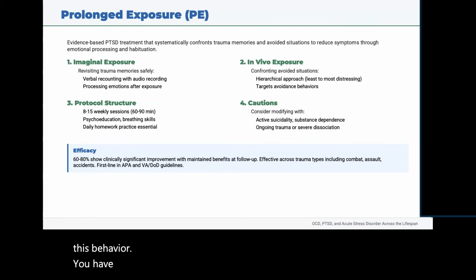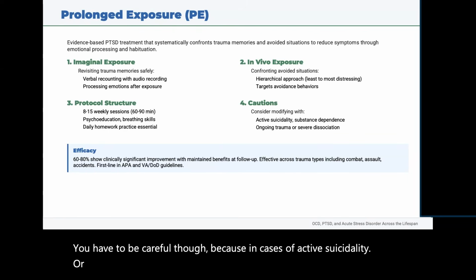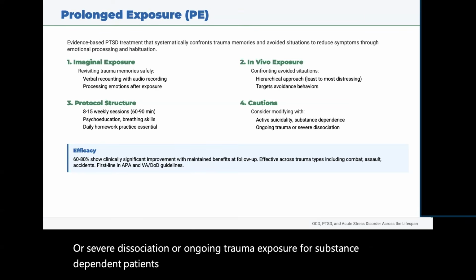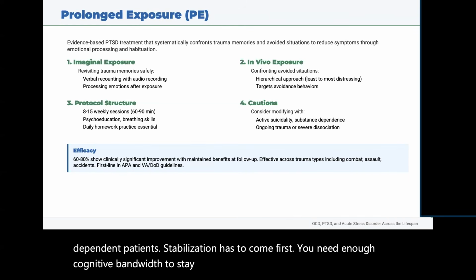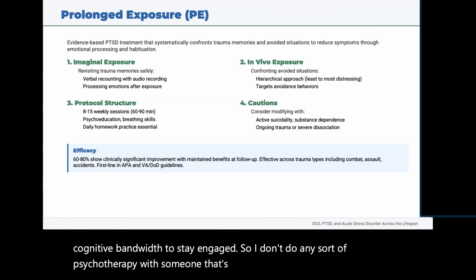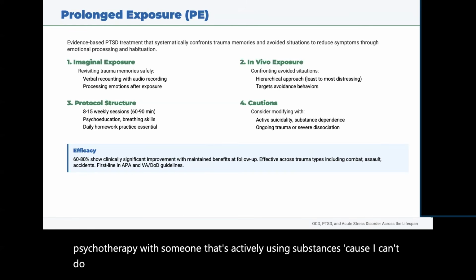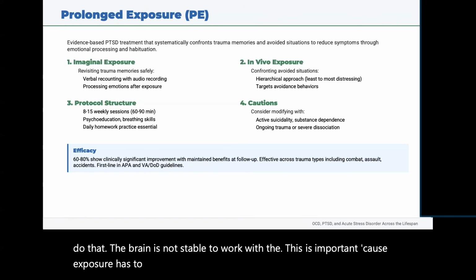You have to be careful, though, because in cases of active suicidality, severe dissociation, ongoing trauma exposure, or substance-dependent patients, stabilization has to come first. You need enough cognitive bandwidth to stay engaged. So I don't do any sort of psychotherapy with someone that's actively using substances, because the brain is not stable to work with. This is important because exposure has to happen at a pace that activates anxiety enough, but doesn't cause them to shut down.